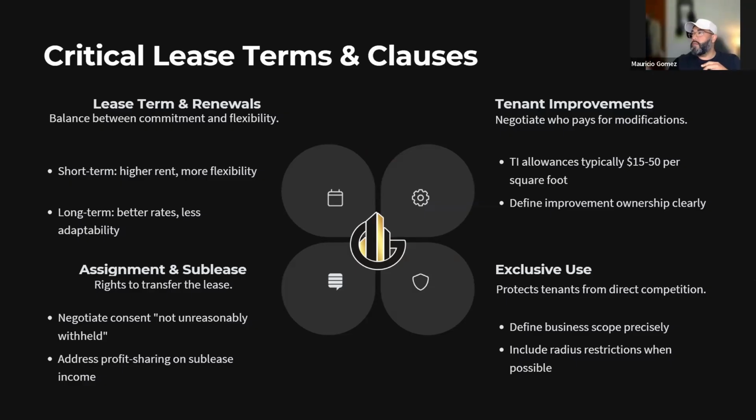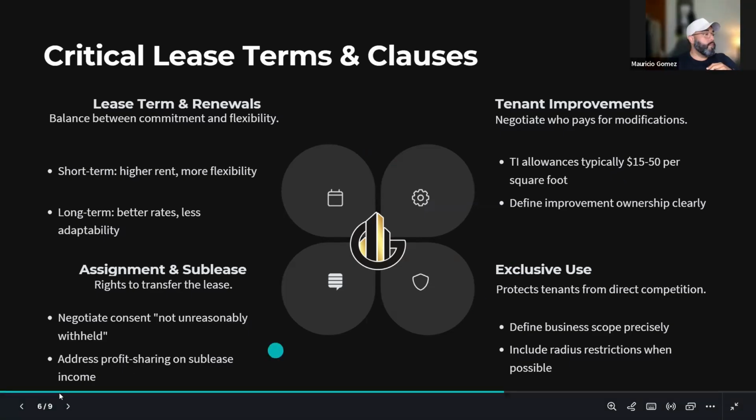I'm sure a lot of you have run into that, right? Oh, we already have a tax office. We can't put a tax office in here. Or we already have a coffee shop. We can't put another coffee shop in here. I'm sure you guys have run into that, right? Okay, moving on.